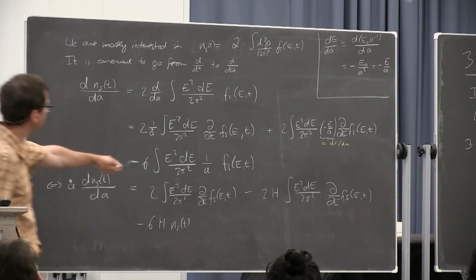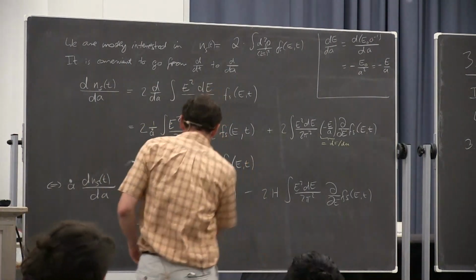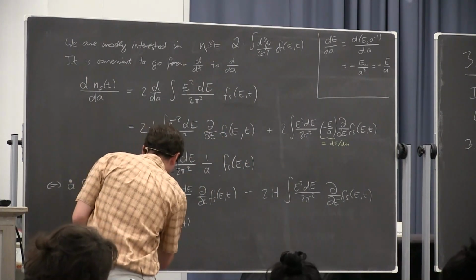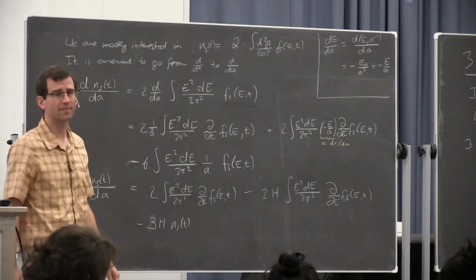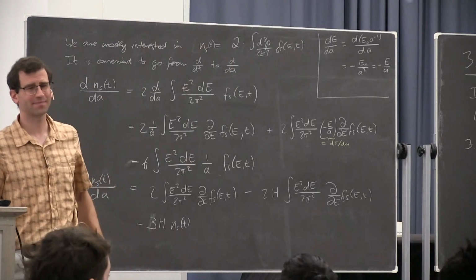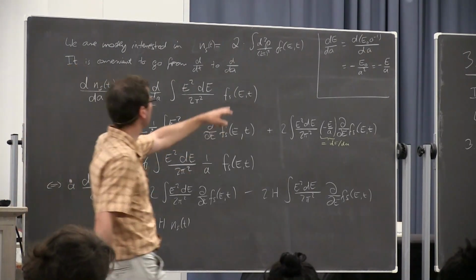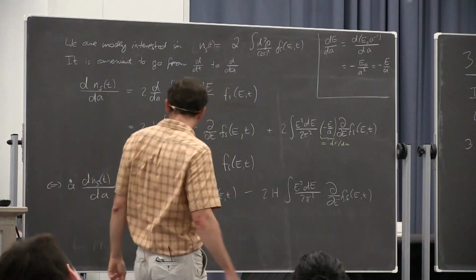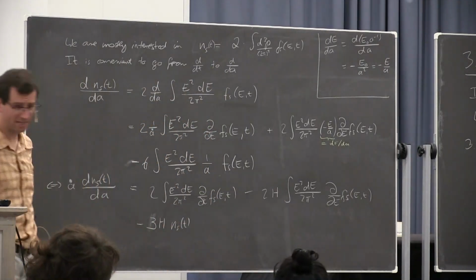Oh, and I lost a factor of 2. There's still this factor of 2, so this should not be a 6, this should be a 3. Yeah? Was that about the factor of 6 or about something else? Okay, yeah. I had omitted this factor of 2. If I take this into account, it's just a minus 3 here.